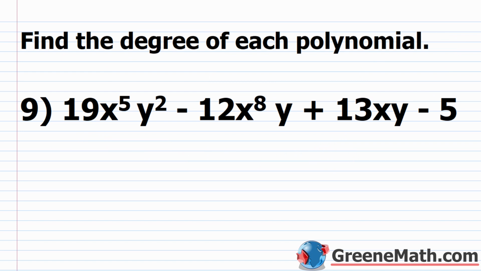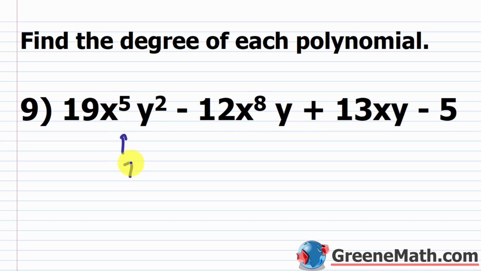So now what we want to do is find the degree of each polynomial. So the degree is going to be the highest degree of any term. Okay, that's all you need to do. And again, for finding the degree of a term, you just add the exponents. That's all you do. So for problem 9, you have 19x to the 5th power y squared minus 12x to the 8th power y plus 13xy minus 5.